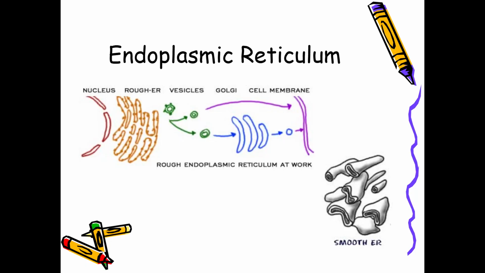And here on the bottom right corner is what the smooth endoplasmic reticulum looks like. It looks almost like little tubes, but you'll see there's no ribosomes on it, so it's smooth. And the smooth endoplasmic reticulum is more responsible for making lipids that the cell needs. So lipids are another one of our macromolecules that we learned about in our first unit.